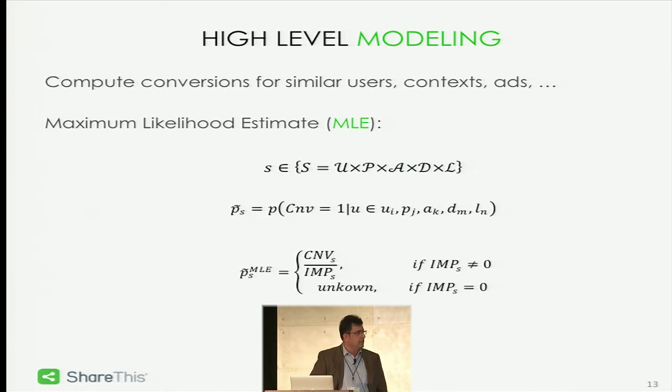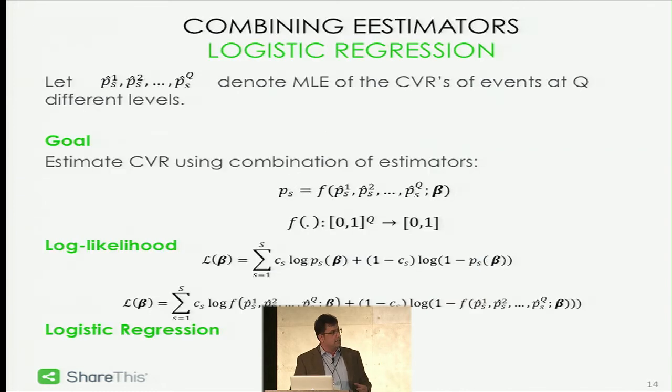So how do we do this? We compute the conversion for, as I said, similar users, similar context, and ads. And this is not restricted to the 5 different dimensions here. It could be many, many dimensions, just an example here. And if you have enough data, you can calculate the conversion rate using the maximum likelihood estimate. If you have enough impression data, the P MLE is the best estimate that you can have. But if you don't have it, that's the problem. How do we solve this problem?